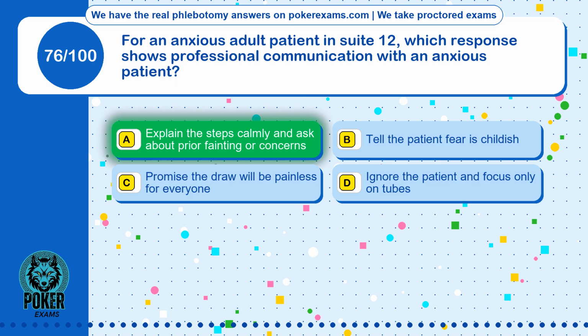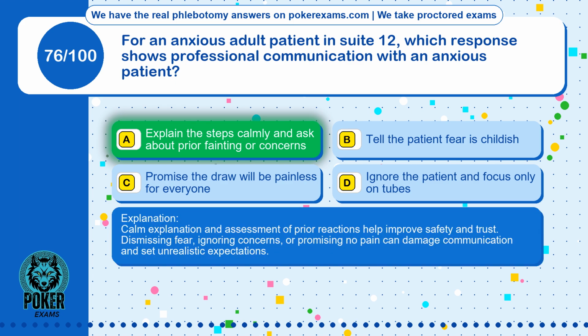The correct answer is option A. Explain the steps calmly and ask about prior fainting or concerns. Calm explanation and assessment of prior reactions help improve safety and trust. Dismissing fear, ignoring concerns, or promising no pain can damage communication and set unrealistic expectations.